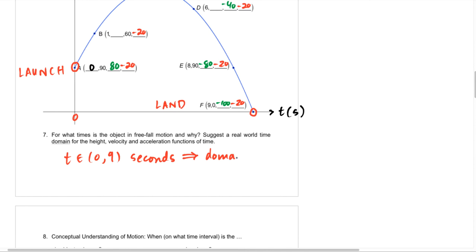All of the different free fall or kinematic quantities, position, velocity, acceleration, have this same domain. So for all free fall equations, the domain in this example will be from 0 to 9.